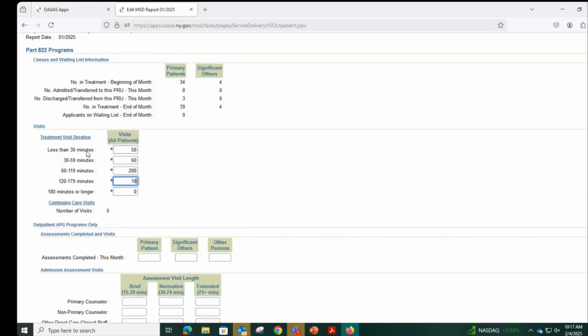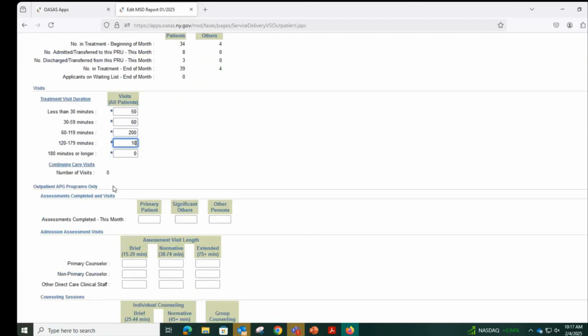As Emily mentioned, less than 30 minutes excludes med admin visits. So if someone came in just for the med admin service, did nothing else for that day, you would not document anything here because you're going to document down below in the APG section. Continuing care visits populate based on the number of visits that were entered into that data system. So it's not something you'll be entering here.